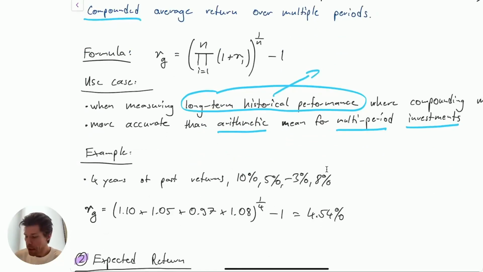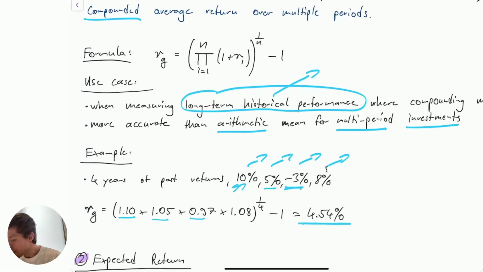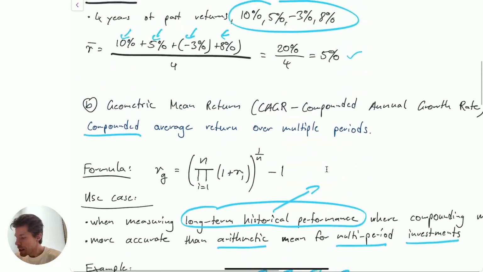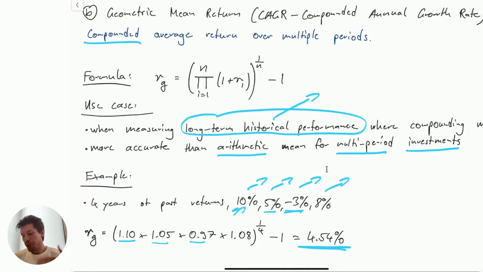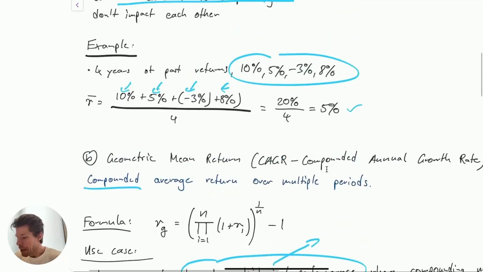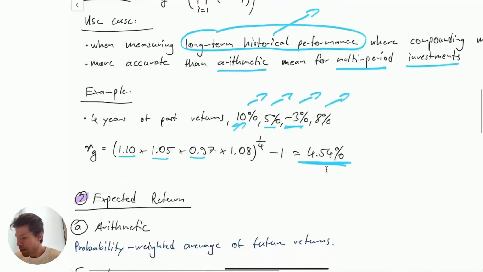If we use the same example as before, 10%, 5%, minus 3% and 8%, and we use this formula, here you can see 100%, we have a growth of 10 is 1.1, here we have a growth of 5 is 1.05, here we have a minus 3, which means we use 0.97, to the power of 1 over 4, minus 1, gives us 4.54. So you see the return is lower because the returns affect each other. That's why the geometric mean here is lower than the arithmetic mean here.